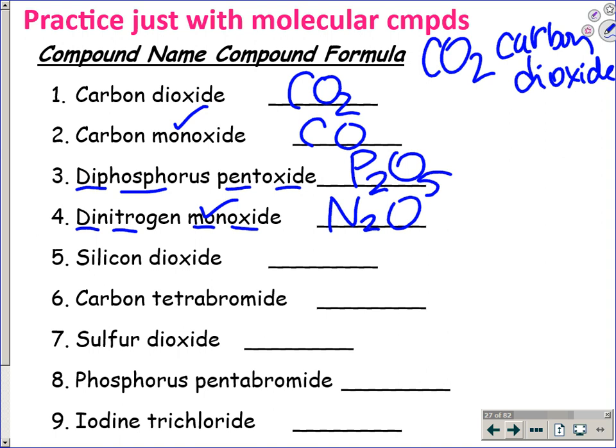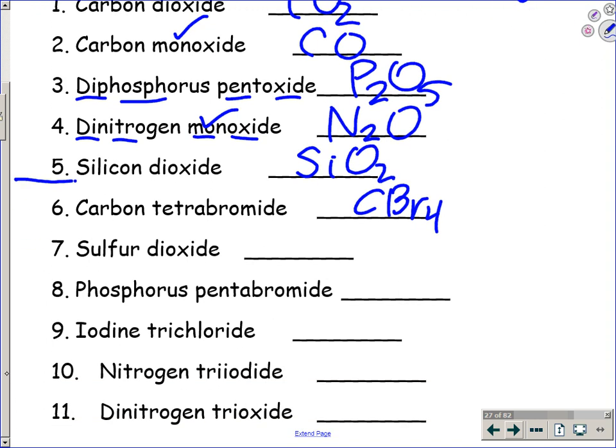Silicon dioxide. SiO2. How many Si's do I have? 1. Why? Because there's no prefix out here. No mono, no prefix, just still means 1. Carbon tetrabromide. CBr4. Continue, finish that little section up. If you're already ahead, you want to move over to the naming one, go ahead and do that.